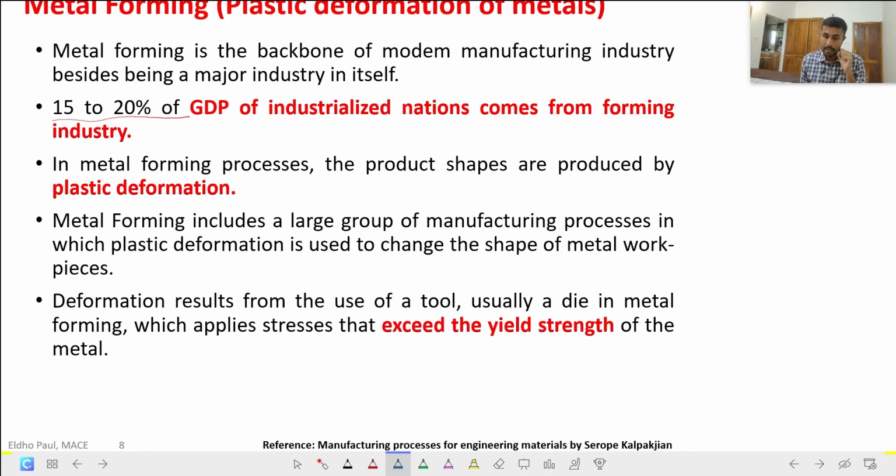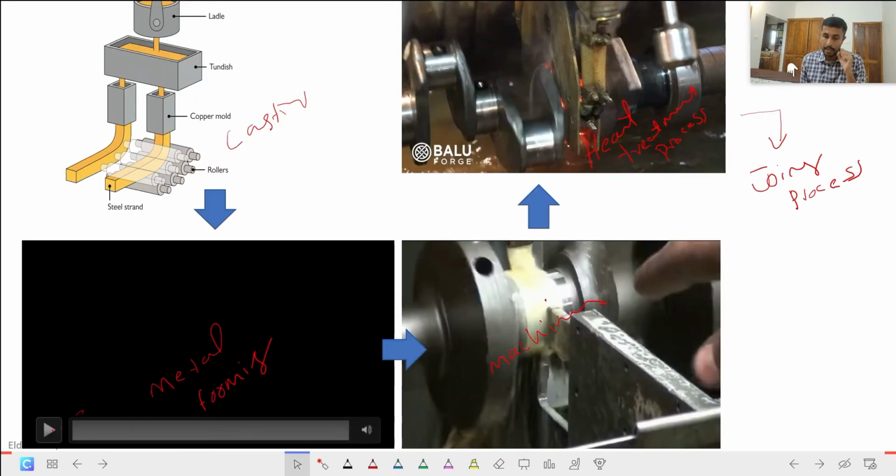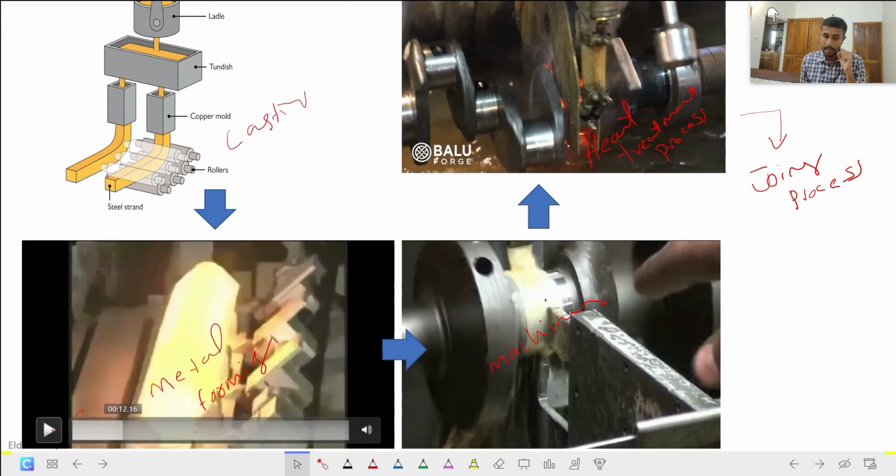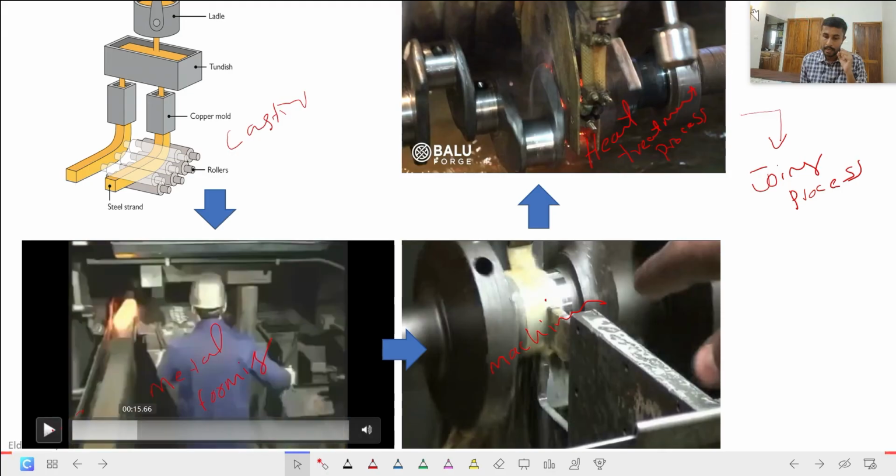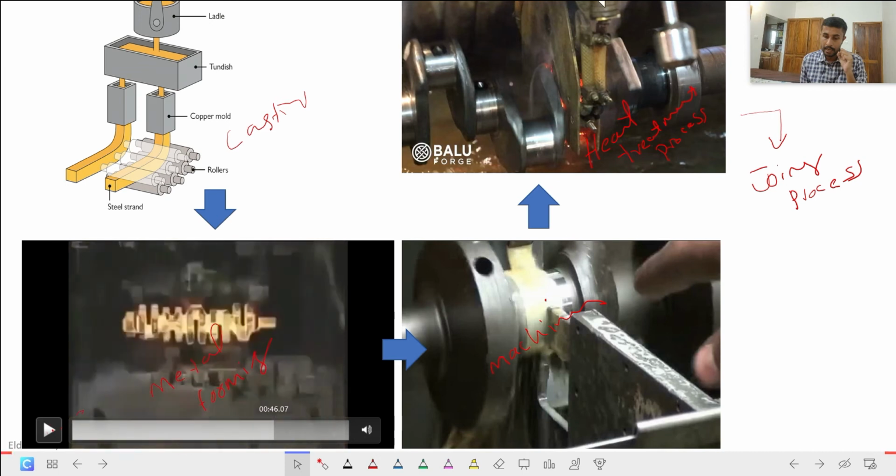In that case, we go for metal forming operations, because using them we can make the part very easily with high productivity. That is the advantage of metal forming operations, and that is why most industries focus on them. In the metal forming process, the product shapes are produced by plastic deformation, which we will discuss in detail. Metal forming includes a large group of manufacturing processes in which plastic deformation is used to change the shape of the metal workpiece. In the last video we saw that this rectangular cross-section raw material is converted to the final product like this.